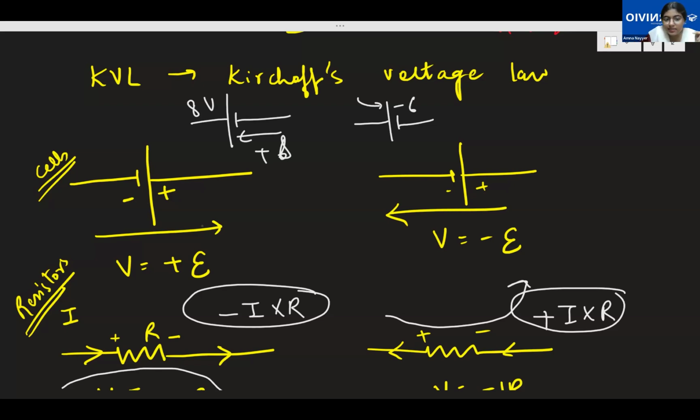Now, which direction is this? This is the direction in which we are moving. Cells do not move. We have chosen a direction in which we'll be moving across the loop. That's the first point. Second is, apart from the cells, resistors will also be there in the circuits.